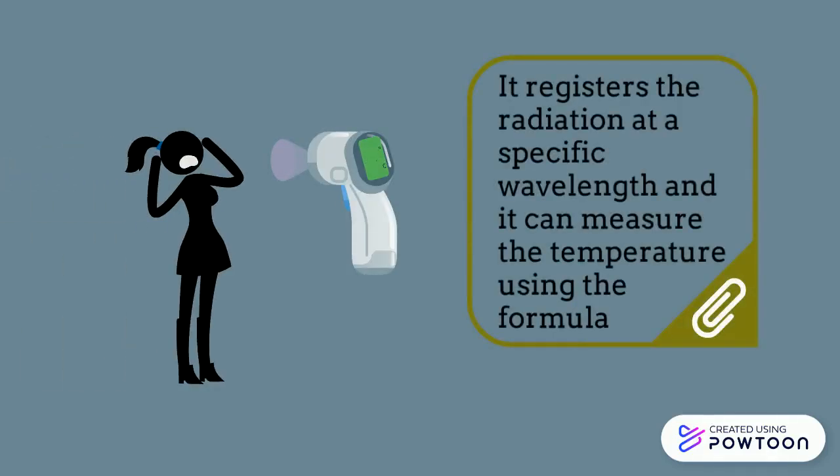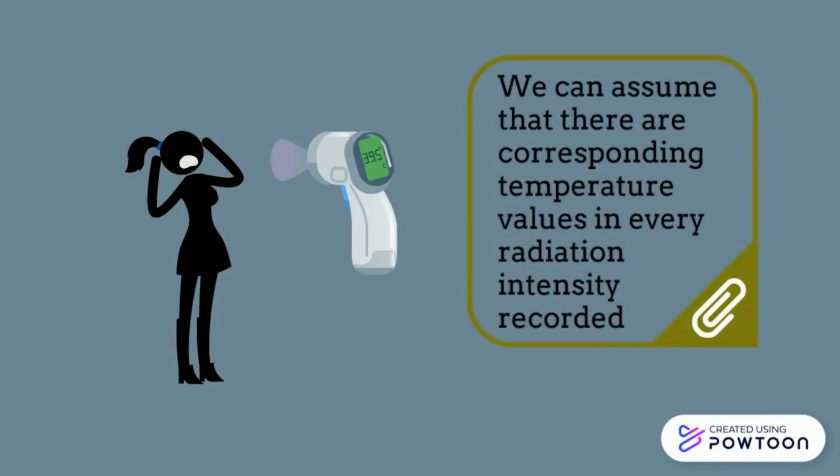What happens is that when the pyrometer is directed to a body, it registers the radiation. Then at a specific wavelength, it can measure the temperature using the formula. So we could assume that there are corresponding temperature values in every radiation intensity recorded.